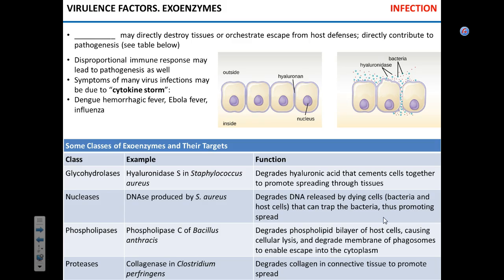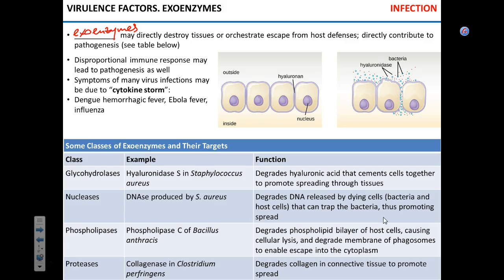Microorganisms can produce exoenzymes that can destroy tissues. Okay? And you have to appreciate, what is the ultimate goal of any microorganism? To kill a human? Replicate, reproduce. Yes, survive and reproduce, right?